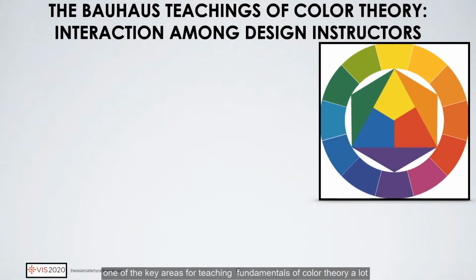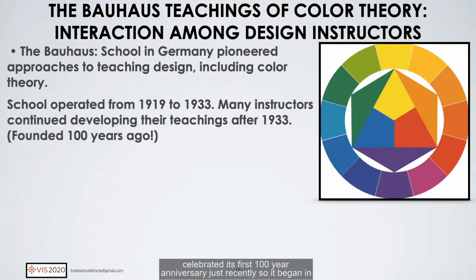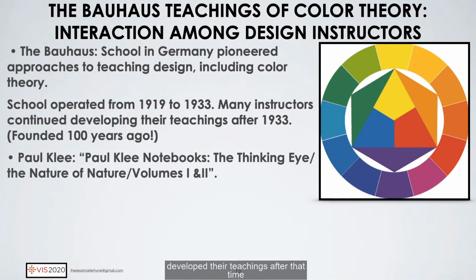One of the key areas of teaching that influenced color theory a lot in its history is called the Bauhaus. It's a school of design that actually celebrated its first 100-year anniversary just recently. It began in 1919, and that's about 100 years ago. Many of the instructors developed their teachings after that time. And you have some of the rock stars of color right here.